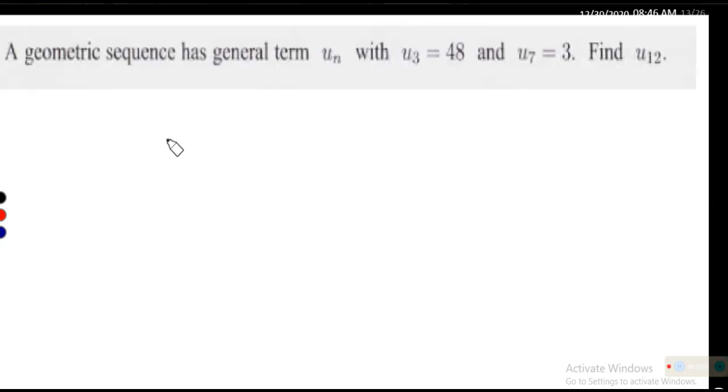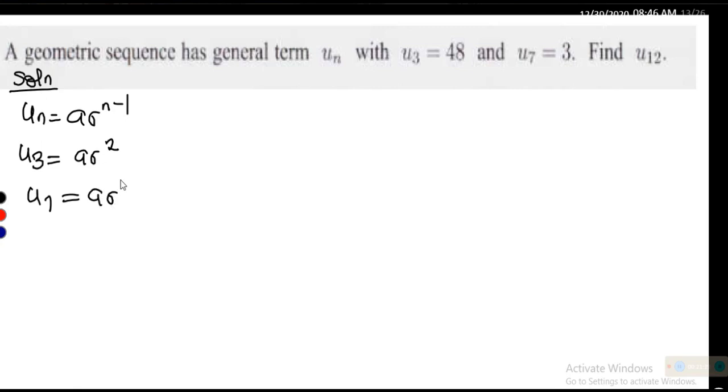A geometric sequence has a general term Un with U3 equals 48, U7 equals 3. Find U12. Okay, now the solution. The general term of this sequence is Un by the formula AR raised to power n minus 1. Then U3 equals AR squared and U7 equals AR raised to power 6.